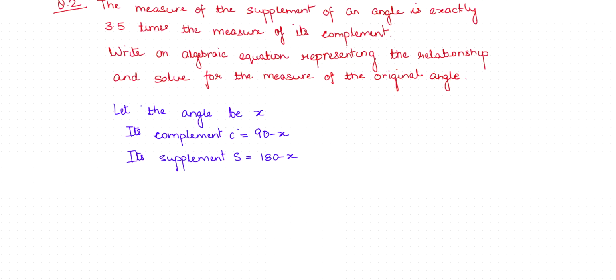So let the angle be x and its complement will be C, which is 90 minus x, because complementary angles add up to 90 degrees, and its supplement is S, which is 180 minus x, because supplementary angles add up to 180 degrees. So the supplement of the angle is 3.5 times the complement of the angle. Let's substitute the values now.